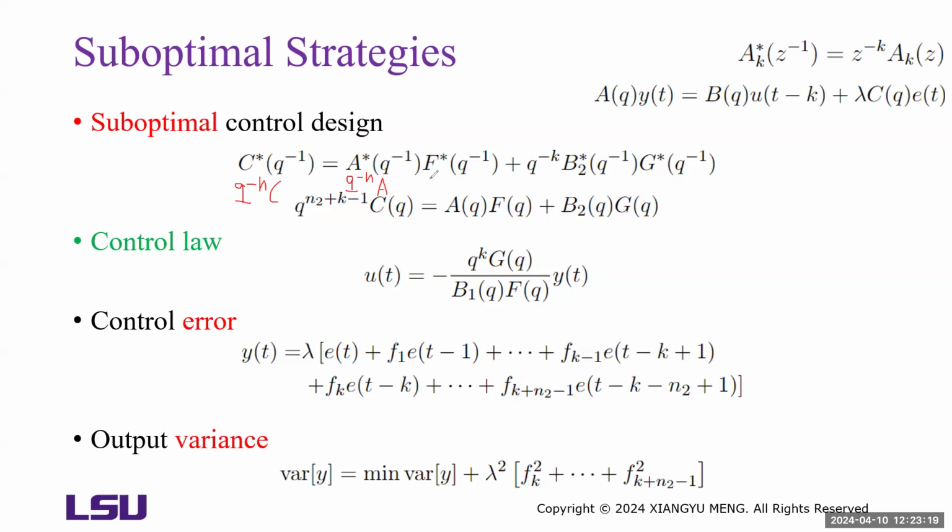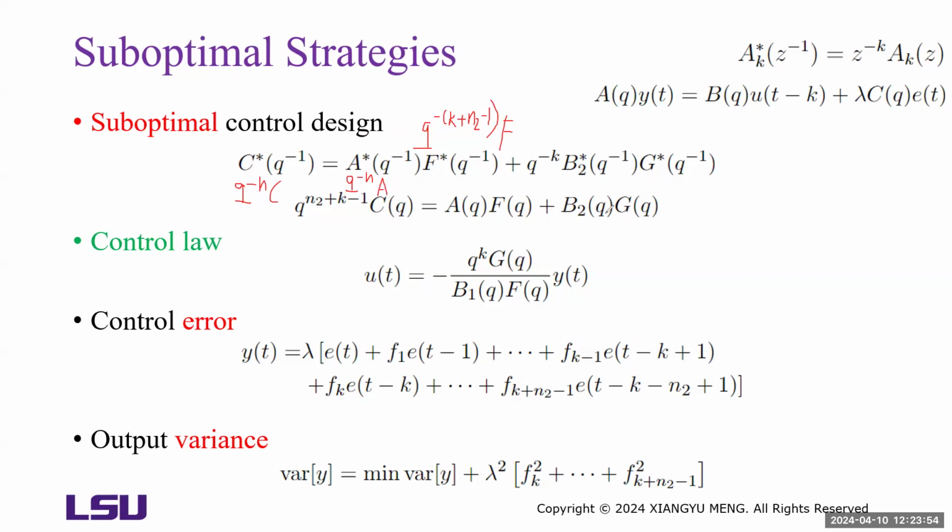Pay attention here. For the F star, before, the polynomial F was of order k minus 1. Here the order of F is not k minus 1 anymore, it becomes k plus n2 minus 1. So therefore we have Q to the negative (k plus n2 minus 1), times F.